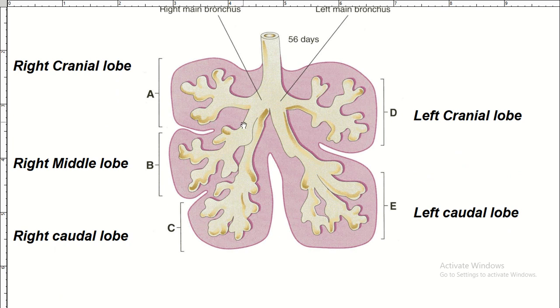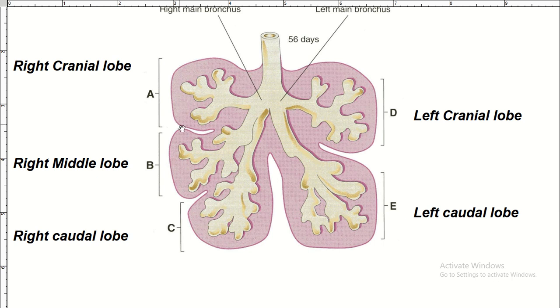So you can now clearly understand, right? This is going to be the right cranial lobe or the superior lobe, the mid lobe, the caudal lobe, which is the inferior lobe, the left cranial lobe, which is your superior lobe, and the left caudal lobe, which is your inferior lobe. So the left lung is two lobes. That's how you differentiate it gross anatomically from the right. The right is three lobes, right?